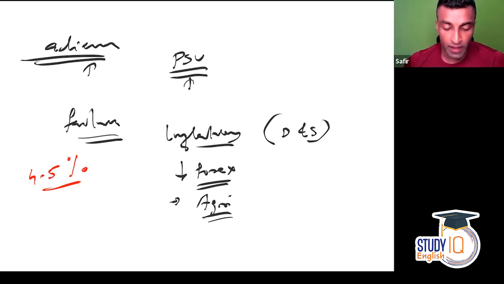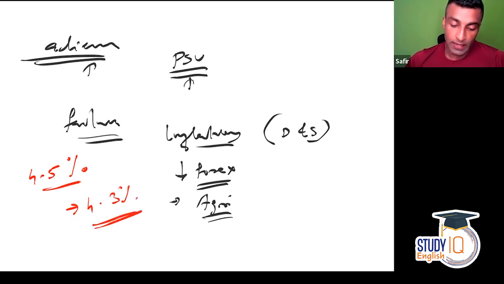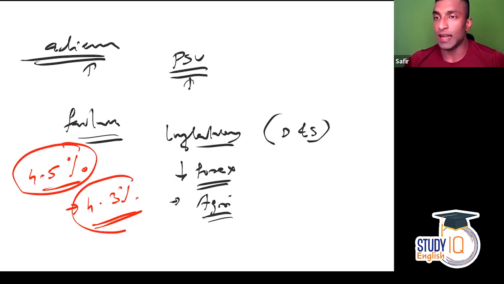So 4.5, and you almost achieved 4.3. And inflation also increased. That anyway I've told you in the failure case. Because growth is there, automatically inflation will be there. So guys, I hope this is very clear. This was the target and this is the actual.